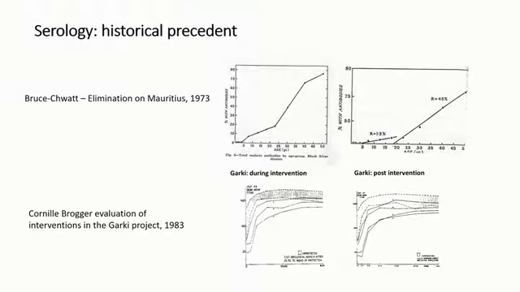But it's not new. It's been done before. There's a nod to the history that we heard from Pedro and Bruno. Here are two sort of classic examples of using seroprevalence before. This is Mauritius, the elimination on Mauritius in 1973 by Bruce Schwartz. A lot of students will have read his classic textbook. And this is looking at seroprevalence 5 years after eradication on Mauritius, or elimination, I should say.